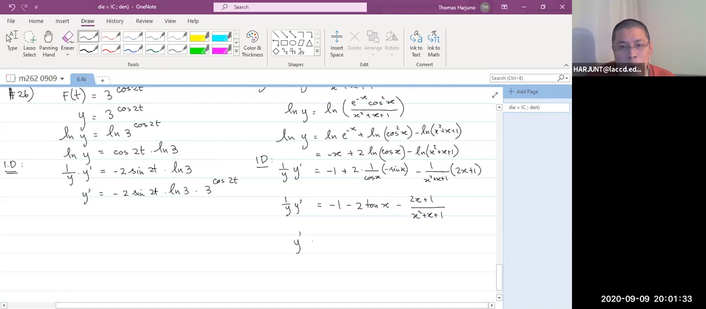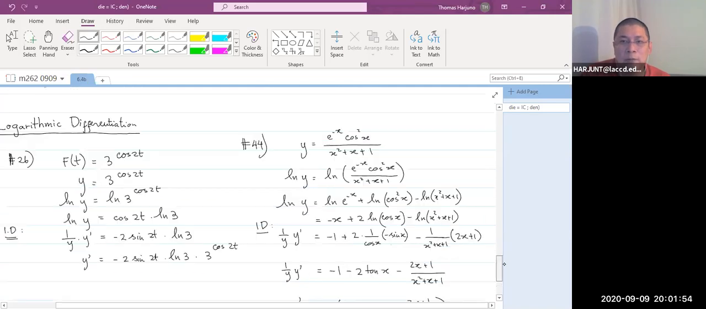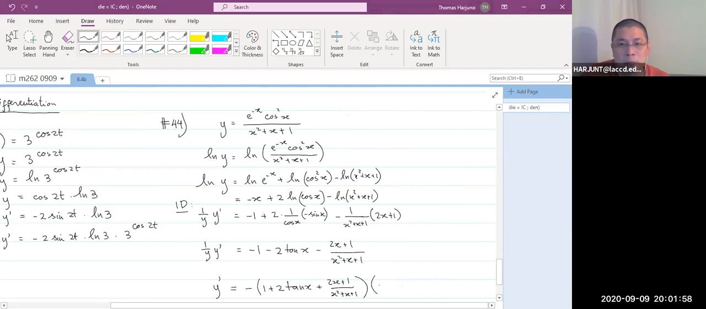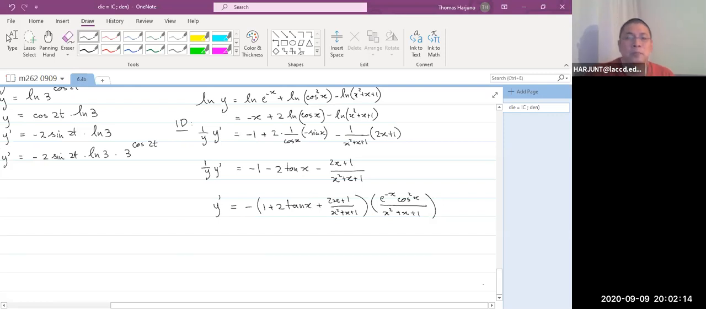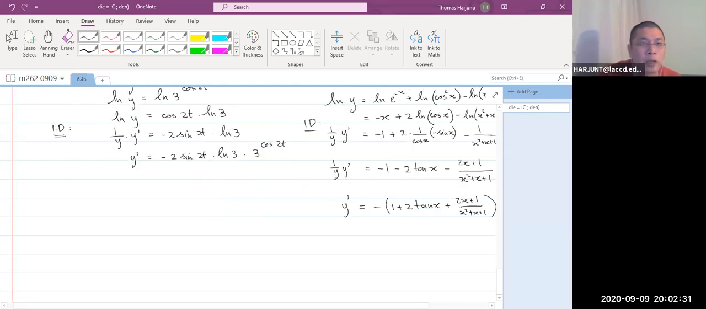Then for y prime, I multiply both sides by y. Let me factor out the negative 1. Negative of 1 plus 2 tangent x plus (2x plus 1) over x squared plus x plus 1, times y. But what is my y again? That ugly guy: e to the negative x cosine squared x over x squared plus x plus 1. Wow, that's so ugly, huh? Now, number 46 can be done similarly.